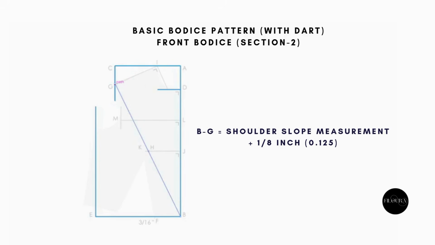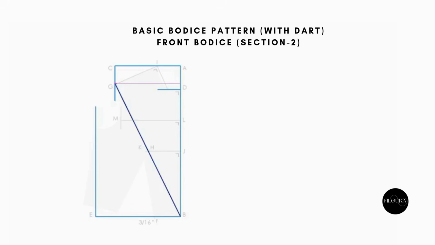To draw this line, measure the shoulder slope measurement and add 1/8 inch. Start from point B and draw a line towards the vertical line that was squared down from point C. Where this line intersects the vertical line, mark that point as G. Next, mark G to H, bust depth measurement. Measure the required depth from point G towards B and mark the point as H. This point will represent the bust apex on the pattern.